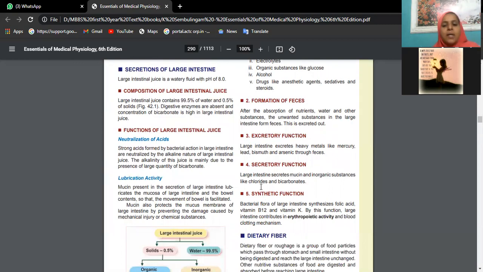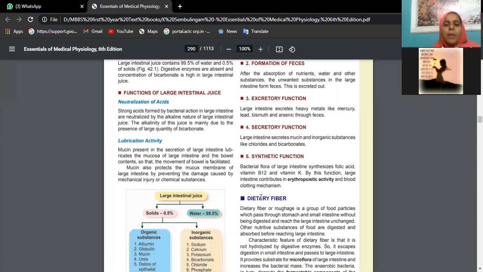The large intestine, if you remember from histology, we have goblet cells, no? The goblet cells will secrete mucin, which will lubricate the fecal matter so that the fecal matter becomes soft and constipation is prevented.